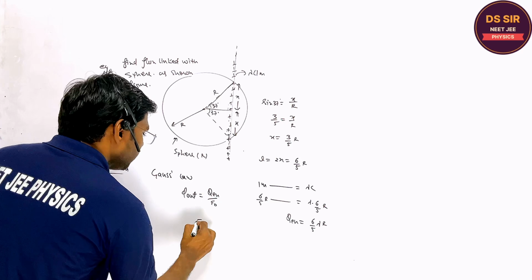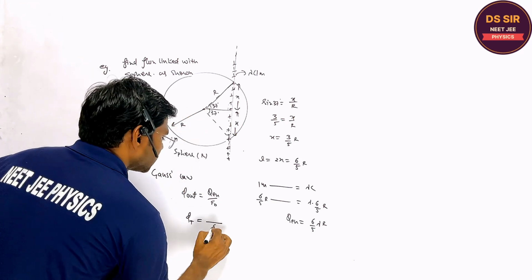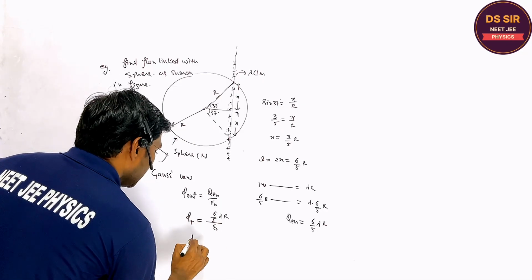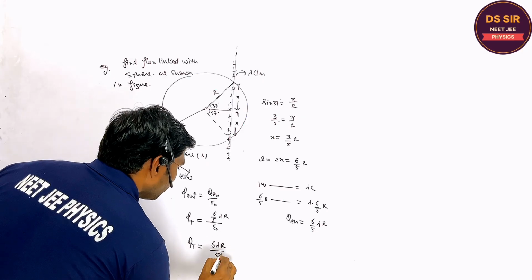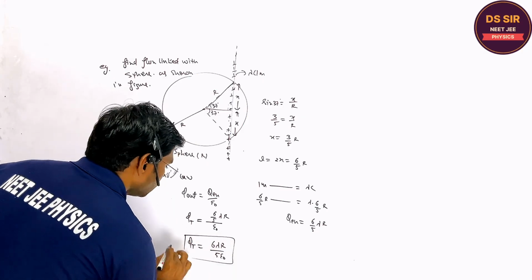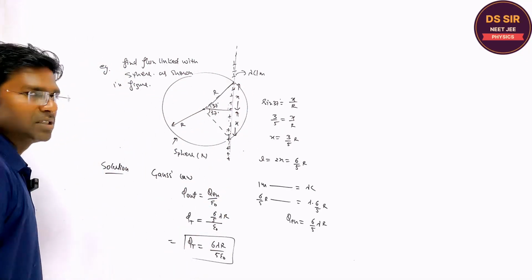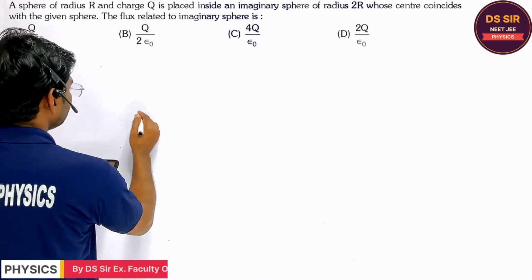So what is the outward flux linked with this, or the net flux linked with this surface is 6 upon 5 lambda R. The answer will be the total flux is 6 lambda R upon 5 epsilon naught, right? So this is the total flux linked with this closed surface. Is it clear or not? Right, copy this.